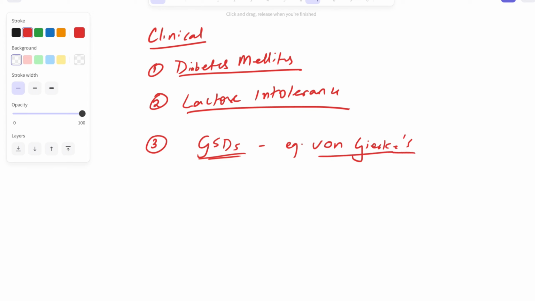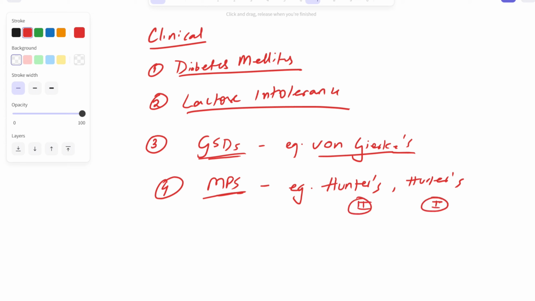Then we have mucopolysaccharidosis or MPS. These are a group of inherited metabolic disorders caused by deficiency of lysosomal enzymes required for degradation of glycosaminoglycans. So undegraded glycosaminoglycans accumulate in various tissues, leading to progressive cellular and organ damage. For example, Hurler's syndrome is MPS type 1, and Hunter syndrome is MPS type 2. It involves accumulation of dermatan sulfate and heparan sulfate, leading to skeletal deformities and coarse facial features. With early diagnosis, enzyme replacement therapy, even though expensive, can significantly improve outcomes.